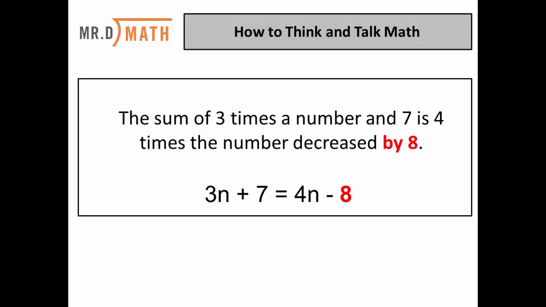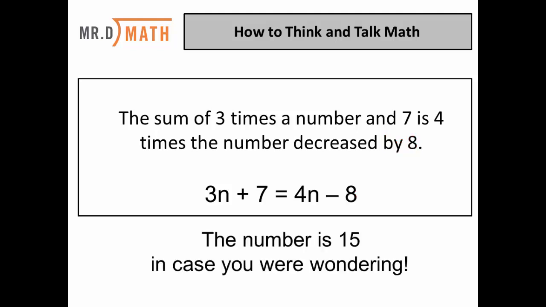Now, I know some of you at home right now, as you're watching this, are saying, okay, but what's the answer? Well, that is the answer. Just translate it. But some of you are saying, no, what's n? What's n equal? Well, if you work it out, and you can work this out on your own, check it out. You might be wondering, the number was 15. That's the n. The sum of 3 times a number and 7 is 4 times that same number decreased by 8. If I multiply 3 times 15 and add 7, I'll get the same answer if I take 4 times 15 minus 8. That's how that works.